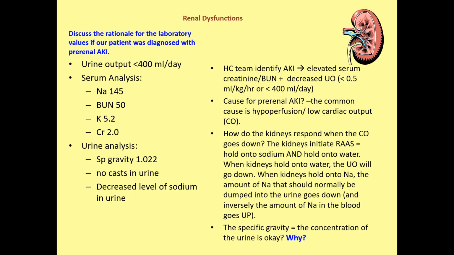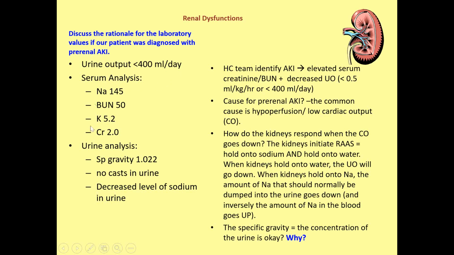Heart rate went way up, the blood pressure went way down. And what would the laboratory value look like? Well, you can see any time there is any kind of acute kidney injury, the urine output's going to be less than 0.5 mL per kilogram per hour or less than 400 total per day.